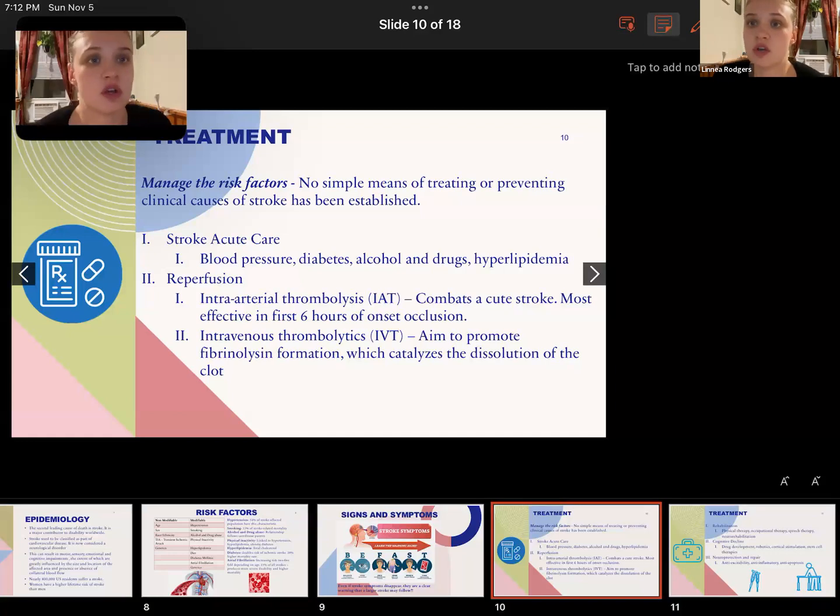Reperfusion: there's intra-arterial thrombolysis, which combats acute stroke and is most effective in the first 6 hours of the onset of occlusion. And then intravenous thrombolytics aim to promote fibrinolysis, which catalyzes the dissolution of the clot. IVT efficiency depends on the age of the clot, the specificity of the thrombolytic agent for fibrin, and so on. Researchers in the study found that this drug was effective in reducing clot diameter in stroke patients within 3 hours of the incident.